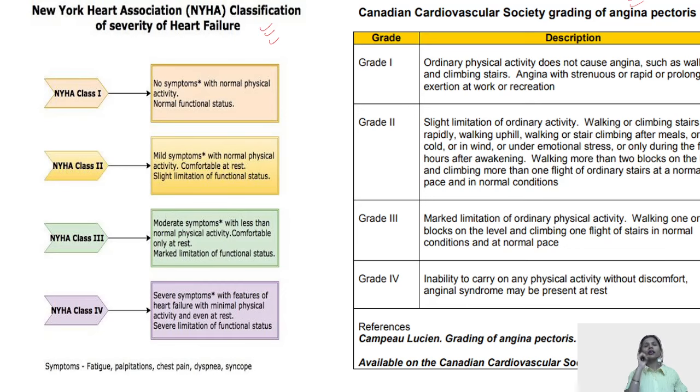I repeat, class 1, perfect patient. 2, mild symptoms are there, and that too on strenuous activities more than the normal activity. Stage 3, less than the normal activity. And stage 4, even at rest, the patient has signs and symptoms.